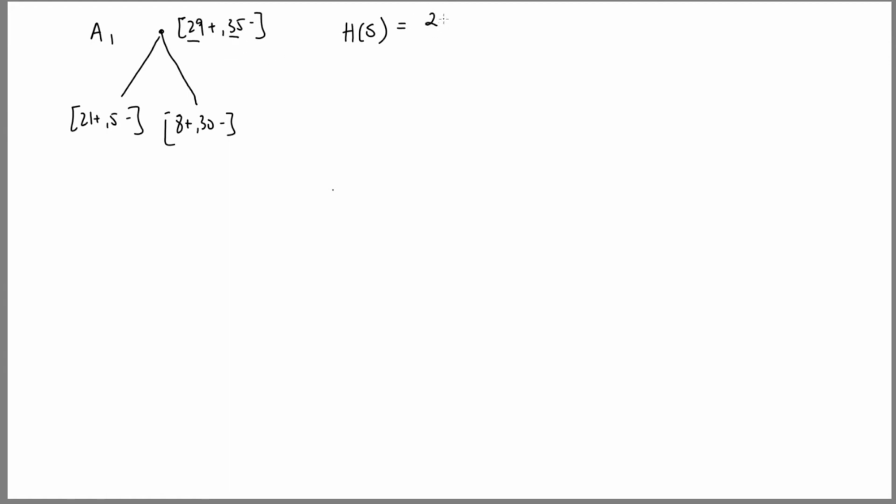Okay, so let's look at this particular example. For A1, the sample gets split into 2: 21 plus 5 minus, and 8 plus 30 minus, and the original sample is 29 plus 35 minus. First things first, let's find the entropy of the original sample. The probability of being in the first class, the positive class, is 29 over 29 plus 35, which is 64, times log of that proportion, minus the proportion in the other class, 35 over 64 times log 35 over 64, and that's equal to 0.9936.